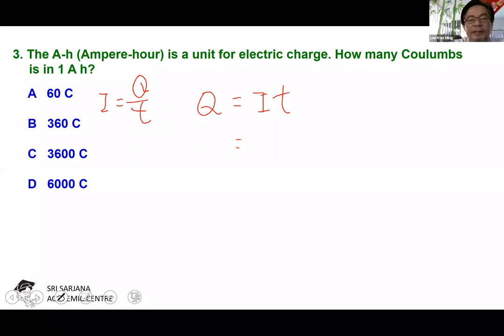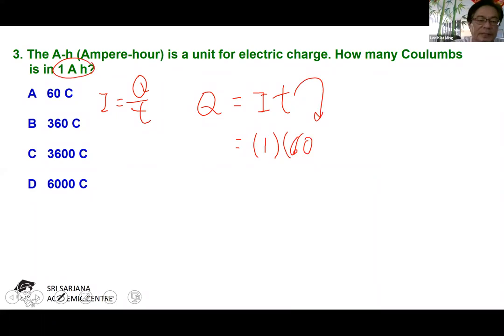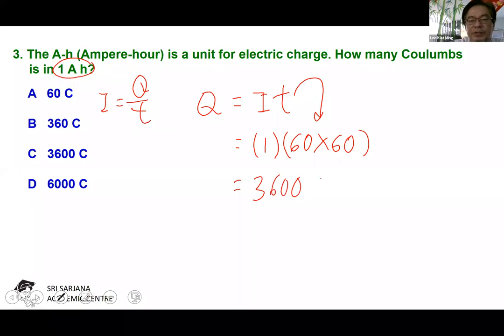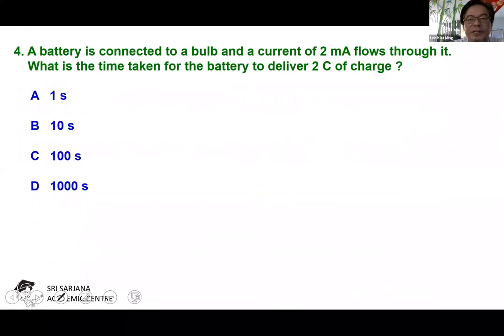You're given current is 1 ampere, and the time, you're going to change from 1 hour. You notice 1 ampere hour? You're going to change the hour to 60 minutes, and then to 60 seconds. So you know that it's going to be 1 ampere times 60 times 60. This is what you're going to get, and it will be in unit coulomb. Do you agree? If you agree, then we won't waste time. Then we move to the next one.